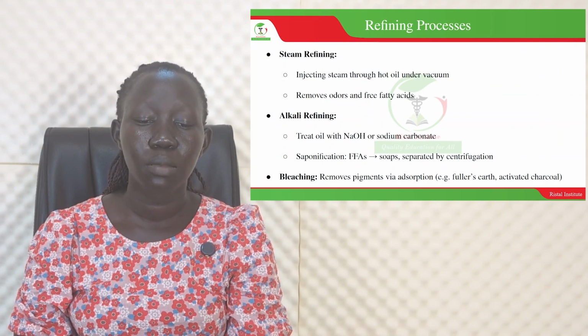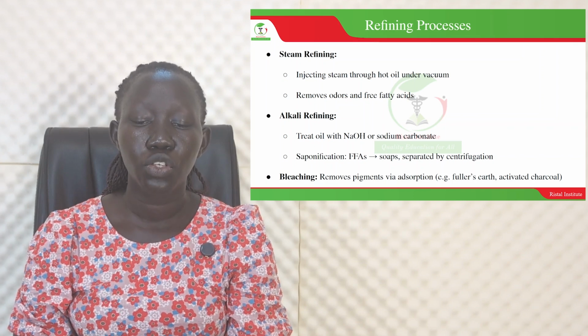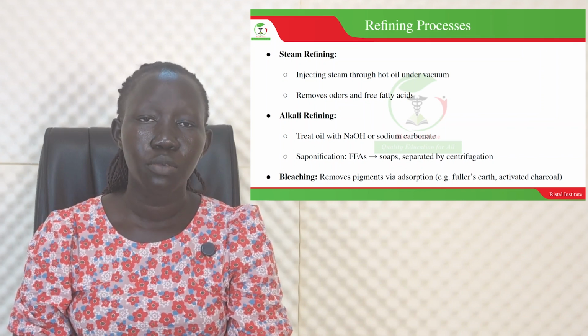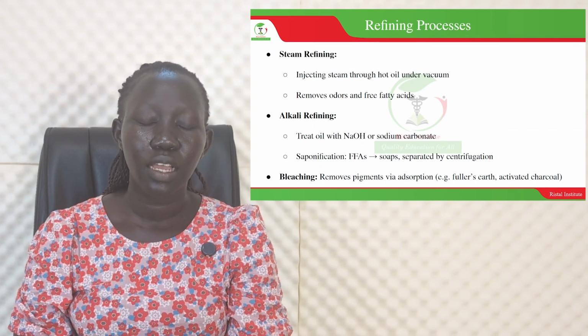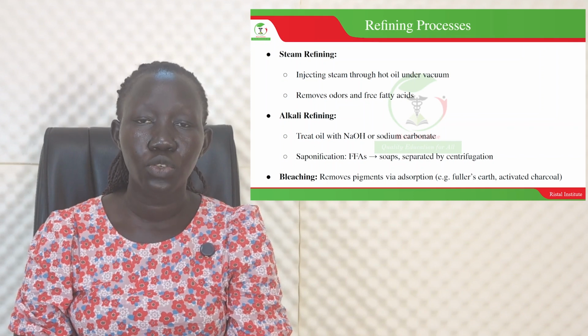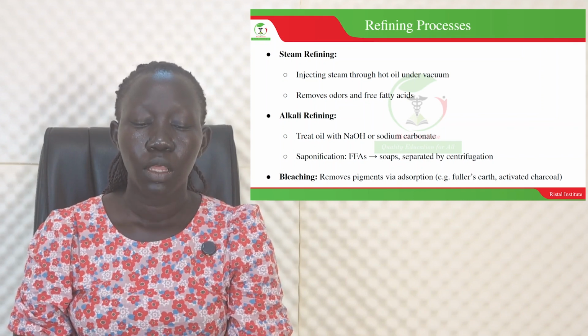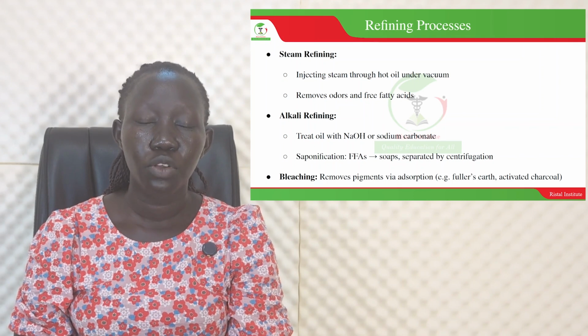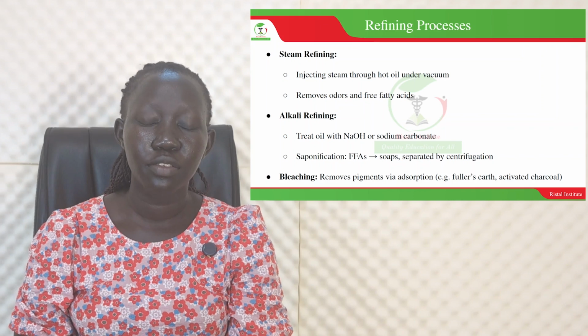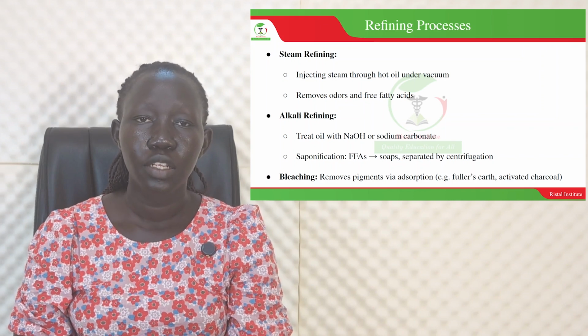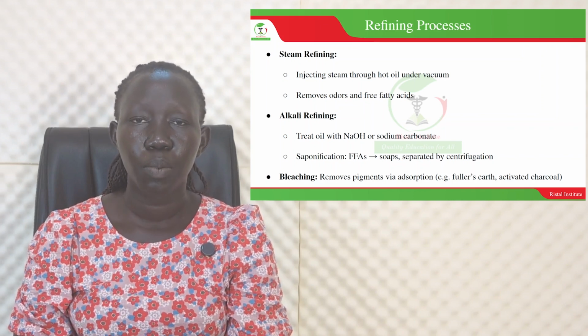The first is steam refining, and this occurs by injecting steam through hot oil under a vacuum. It removes odors and free fatty acids. Then also alkali refining. It treats oil with sodium hydroxide or sodium carbonate, and it is the same process that occurs in saponification: free fatty acids reacting with sodium hydroxide, leading to formation of soap, separated by centrifugation.